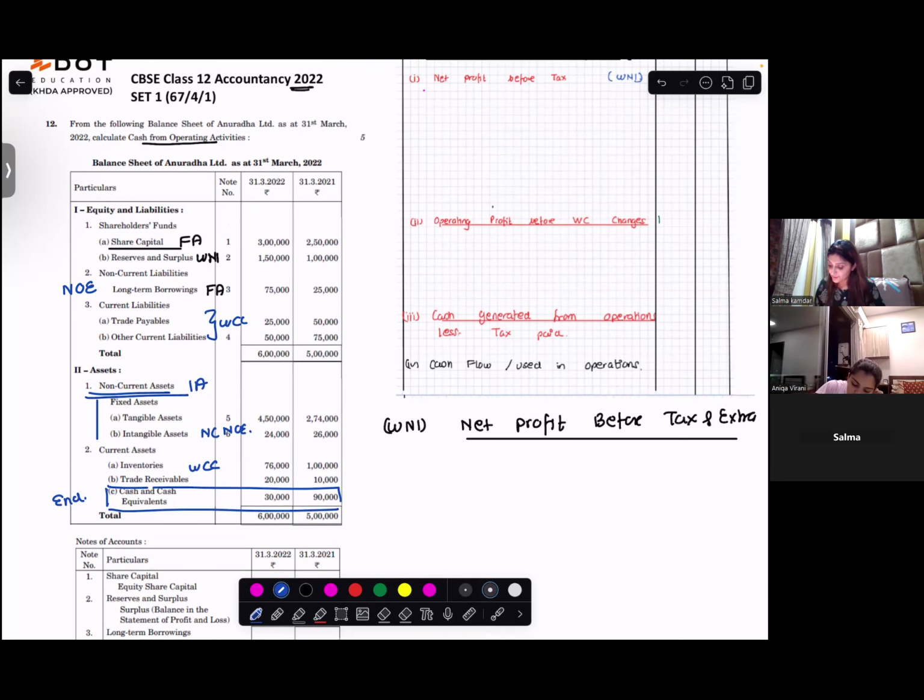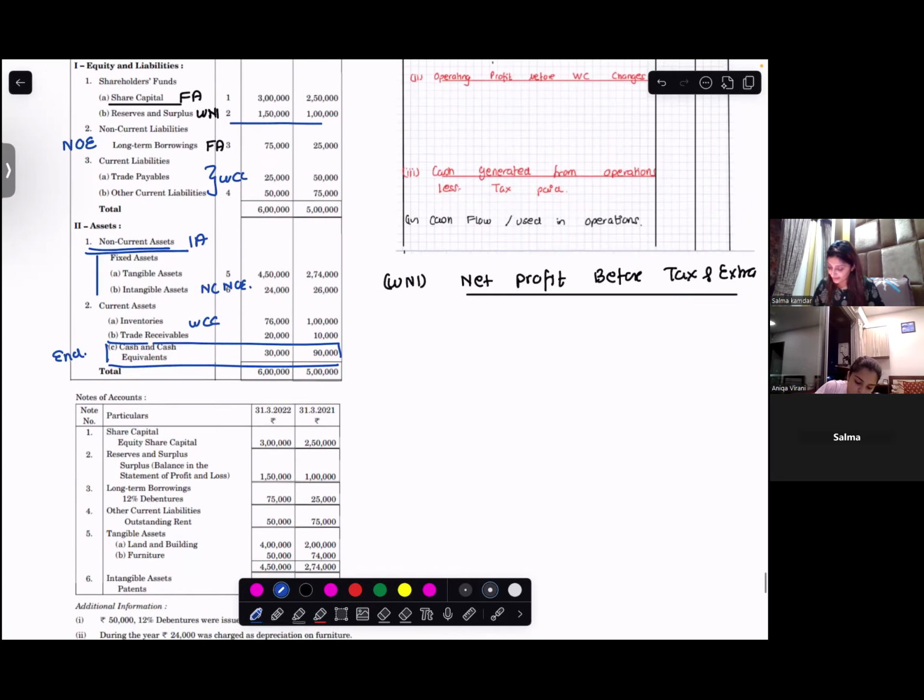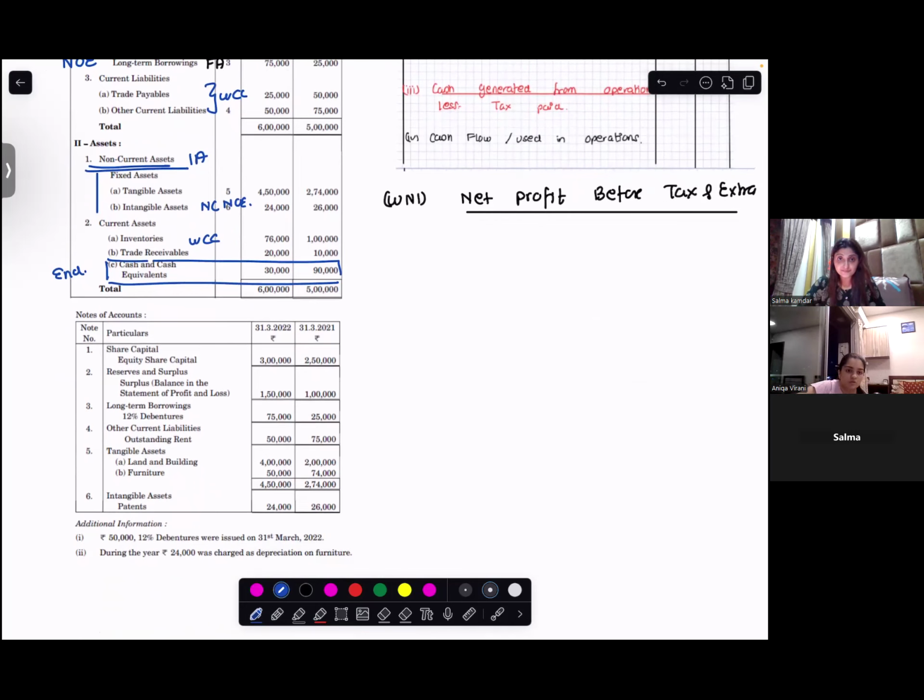So I will first go to reserves and surplus, in the notes to accounts. Notes to accounts show me reserves and surplus increase, closing minus opening. I will write the statement of profit and loss: closing minus opening, 150,000 minus 100,000. So it gives me 50,000. This is done.